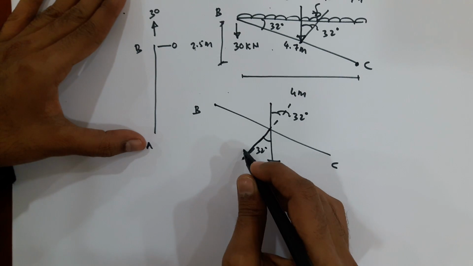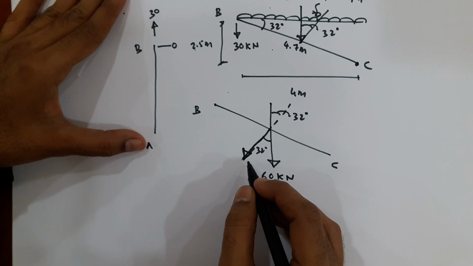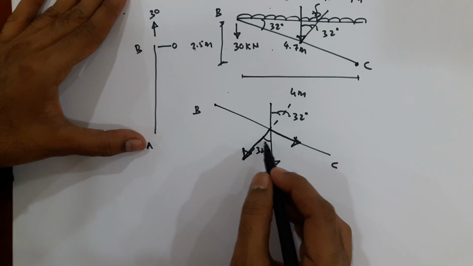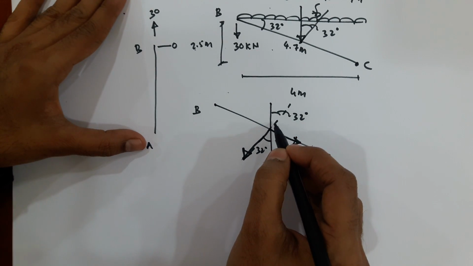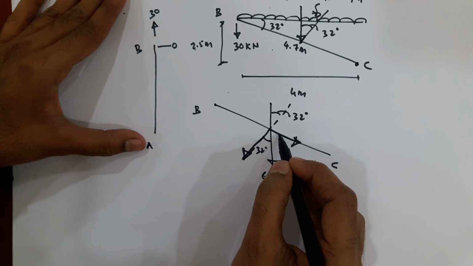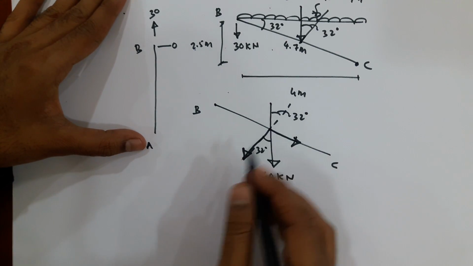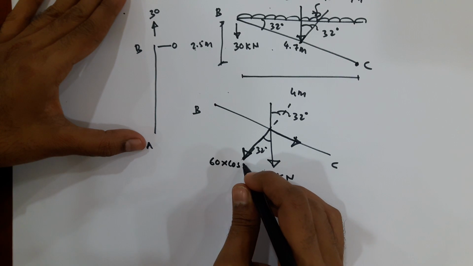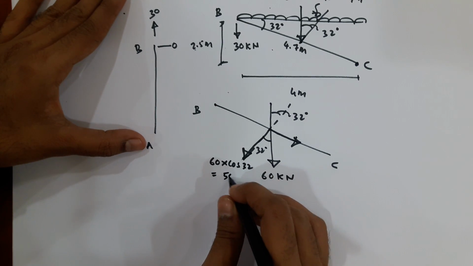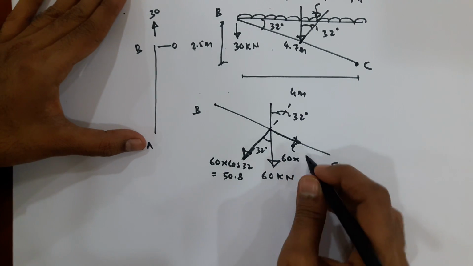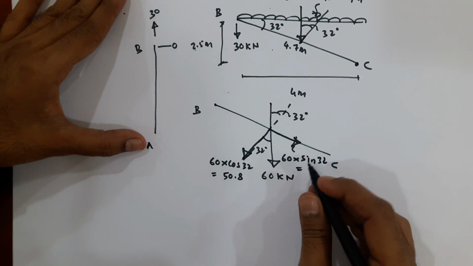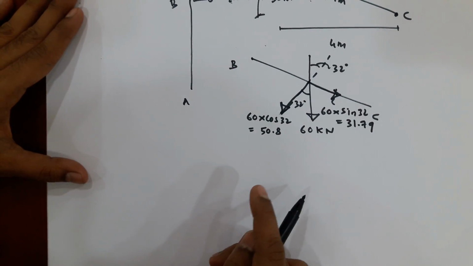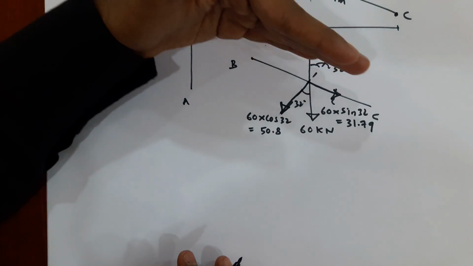So the resolution along the perpendicular axis will be cos, and along the member will be sine, because angle is with respect to this axis. Okay, so the resolution in this direction will be cos component and resolution in this direction will be sine component of this angle. So it will be like this, 60 into cos 32, so you will be getting here 50.8. This is 60 into sine 32, you will be getting here 31.79. So you have resolved the forces into perpendicular direction and along the member.